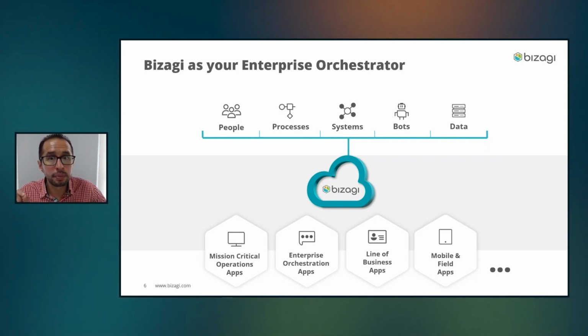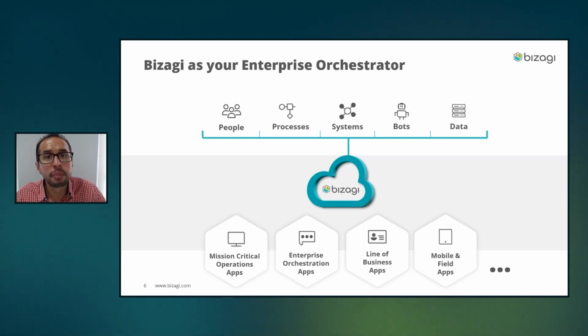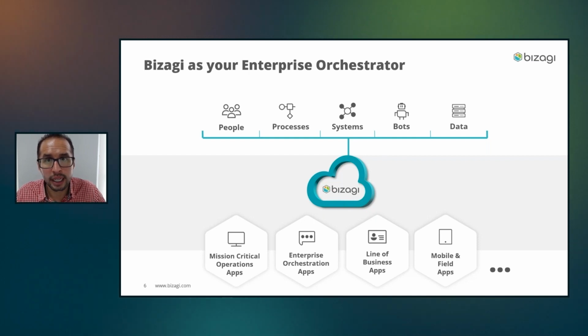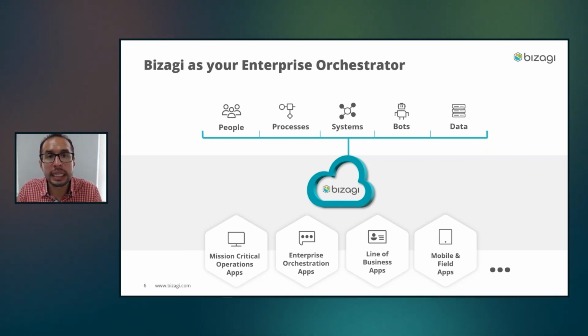Because if we are successful in putting together and orchestrating people, processes, systems, bots, and data, we will be able to have enough power to deliver any type of application, from line of business apps used by maybe a few users within the organization, to enterprise apps used by a lot of users and a lot of areas, but also even the mission critical operations applications, the ones that control the core of the business, the ones that involve all the areas of the organization, and the ones that will probably need the best orchestration systems.